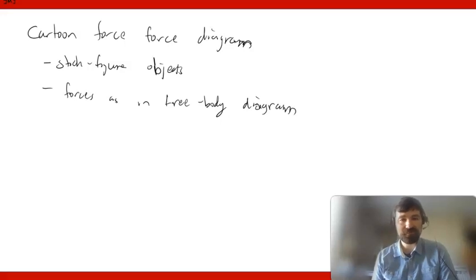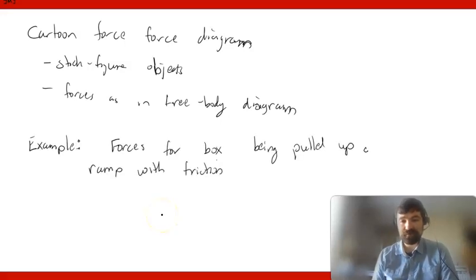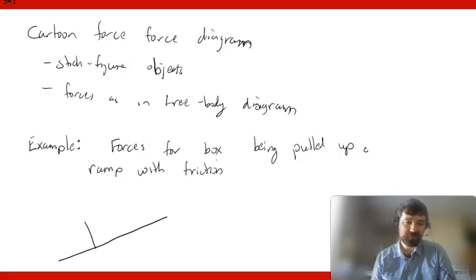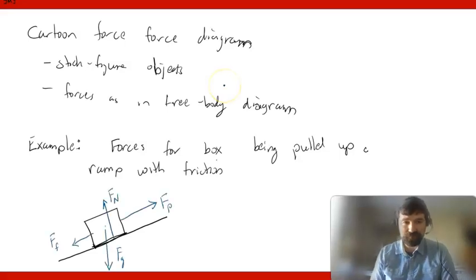So for example, what might the diagram look like for a box being pulled up a ramp with friction? You might actually go ahead and draw the ramp. You might draw a stick figure of the box on the ramp, and then draw in the forces, which would look basically like this: friction, pull force, normal force, gravity. And then you could change this to a free body diagram.